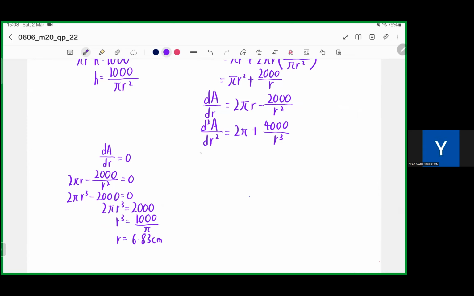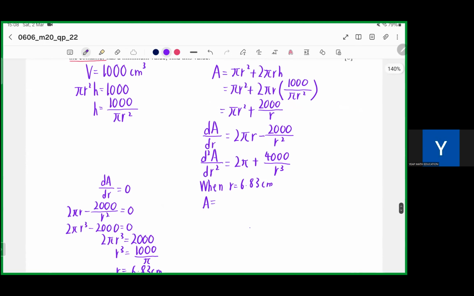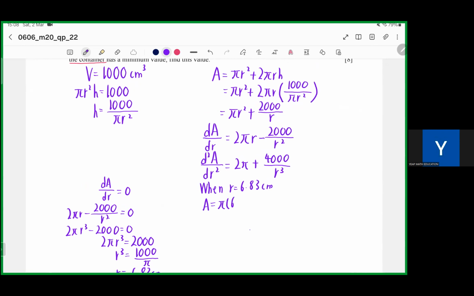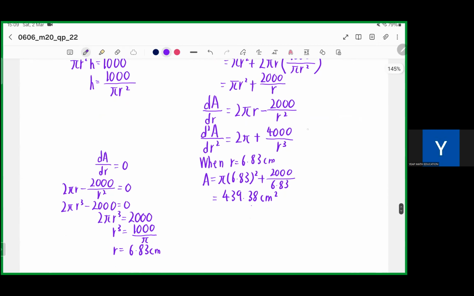Now we already have 6.83 cm, right? Now we put in r equals 6.83 cm to find the total outer surface area. Pi times 6.83 squared plus 2000 over 6.83. Here we get 439.38 cm squared.